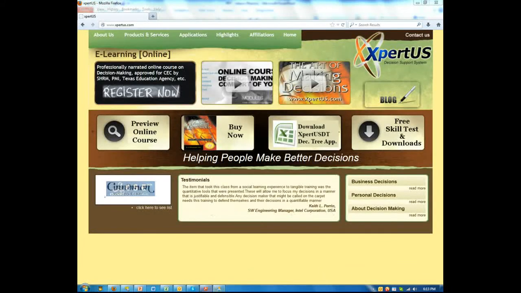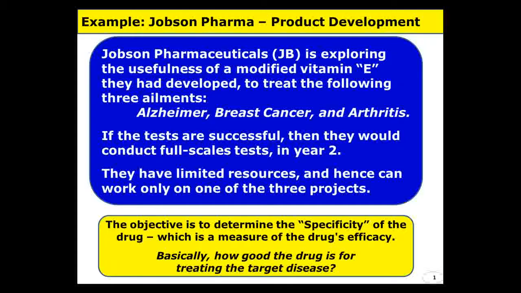So let's get started with the example that we want to talk about. It is about project selection. Jobson Pharma, a pharmaceutical company, is exploring the usefulness of a modified vitamin E they had developed to treat the following three ailments: Alzheimer, breast cancer, and arthritis. If the tests are successful, then they would conduct full-scale tests in year two. They have limited resources and hence can work only on one of these three projects.